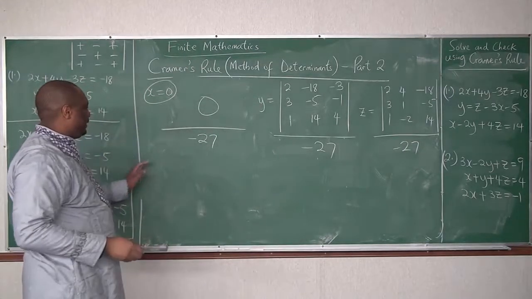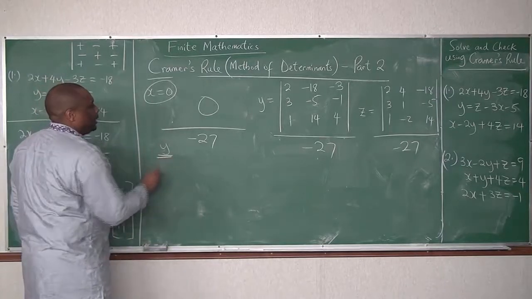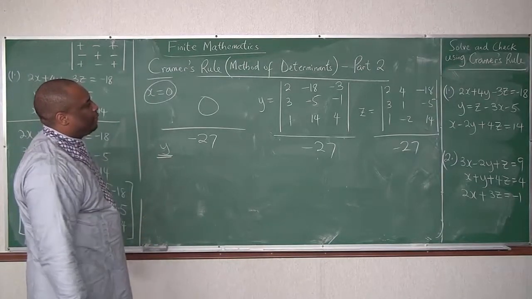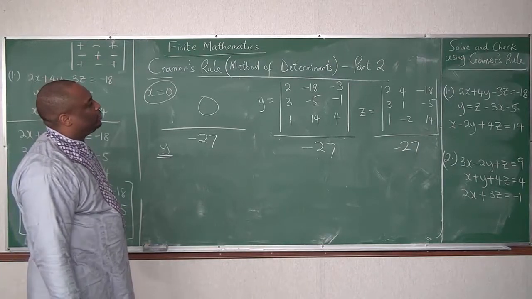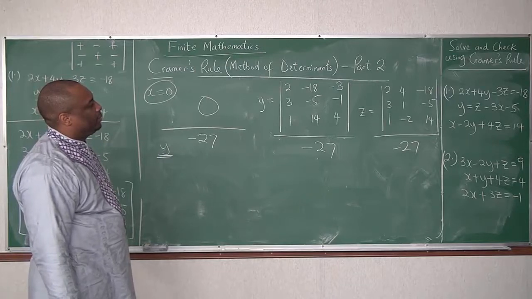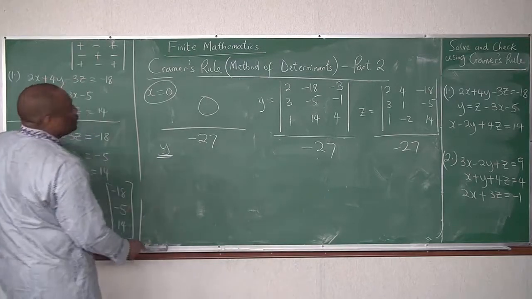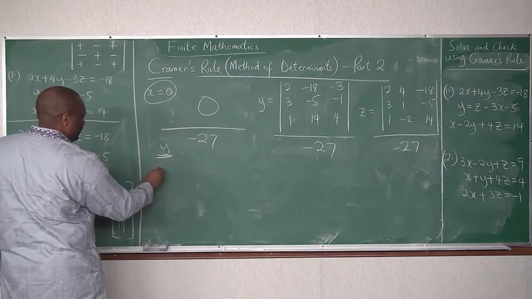Now let's look at y. For y, what row should I use now? I kind of want to use row 2 too. Row 2, 3, 5, 1. Okay, let me use row 2. So this will be minus 3.